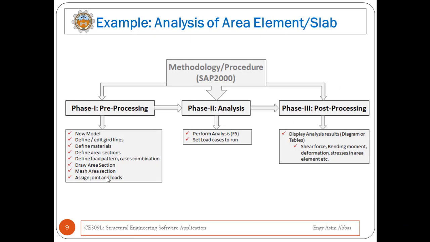In order to model and analyze slab in SAP2000, the following methodology will be followed. The methodology is mainly divided into three phases. Phase 1 is related to pre-processing, where different model properties are defined, like new model, define or edit grid lines, define materials, define area section, define load pattern, load combination, load cases, and draw area section, meshing of area section, then assign joint and loads. The second phase is related to the analysis, where the analysis is performed and where different load cases are set to run.